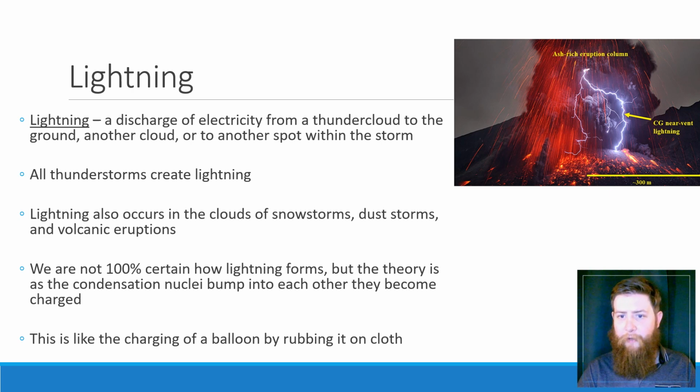We're still kind of figuring out how lightning in nature works, but the theory is, as those condensation nuclei that water is forming on bump into each other, they become statically charged. Much the same as when you take a balloon and rub it on your hair or a cloth and then it sticks to everything. That same kind of thing is going on. Or like when you rub your feet on the floor and then touch something metal and you get that static shock. We think it's similar to that process, but on a much larger scale.